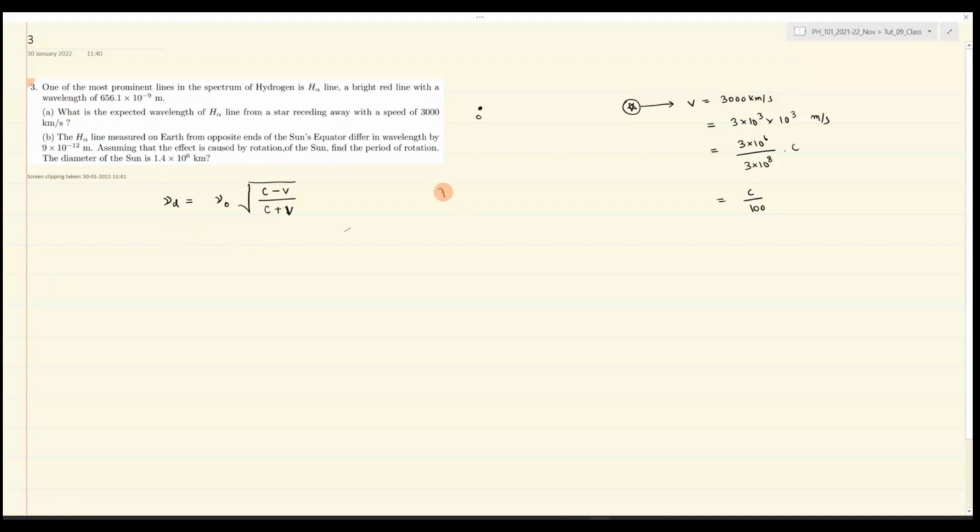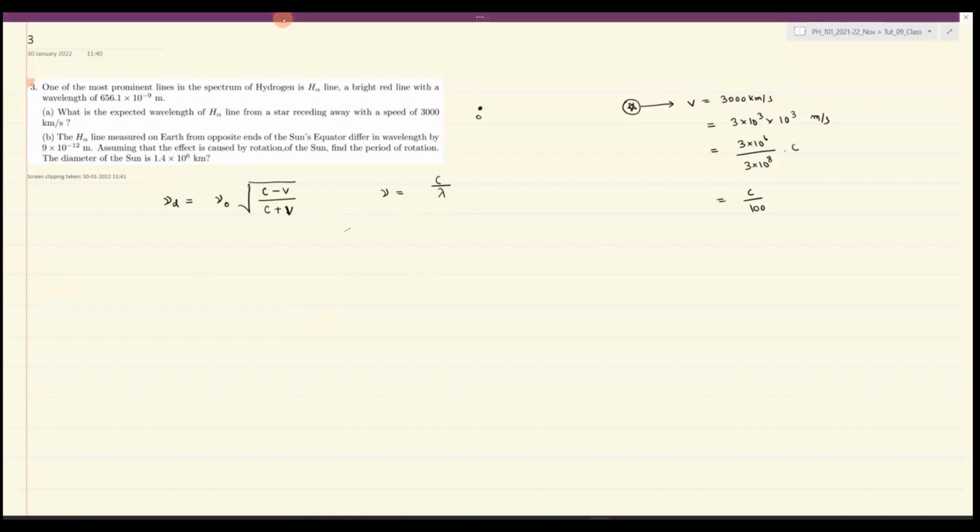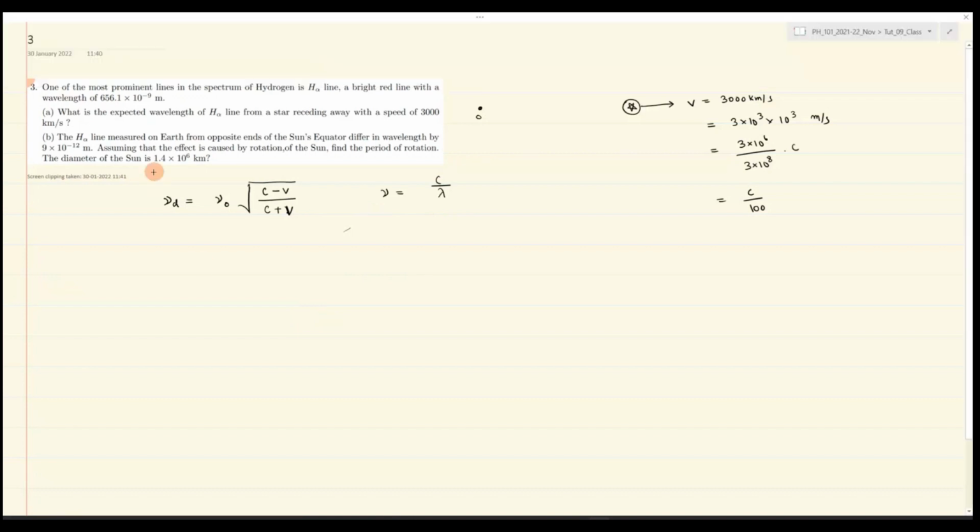Now you know wavelength and frequency are related as mu is equal to c by lambda. You know this, right? This one you have to remember. This is called the Doppler effect, Doppler shift. Now you convert it to wavelength. So lambda will be equal to lambda 0 times c plus v divided by c minus v.